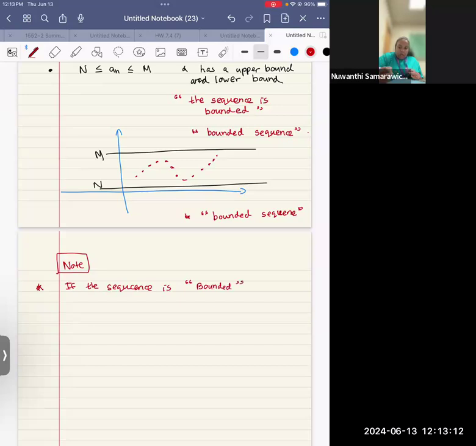So let's say if the sequence is bounded, that means the sequence has an upper bound and a lower bound, where it is bounded above and bounded below, and also it is monotonic.